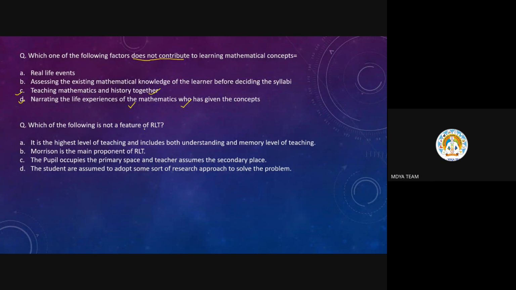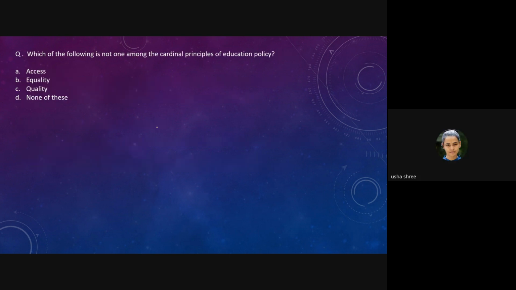Which of the following is not a feature of the reflective level of teaching? B. It's not Morrison. So it is what? Hunt, it's Hunt, not Herbert. Herbert is for the memory level. And Morrison is for the understanding level. And Hunt is for the reflective level.